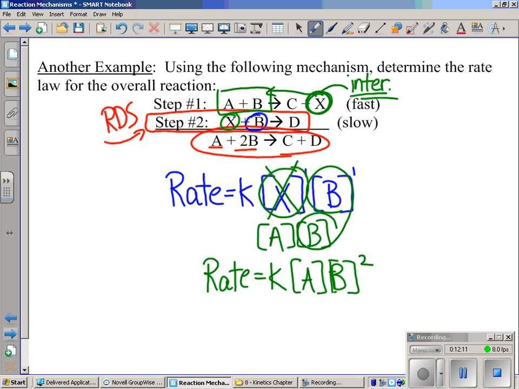And then you can write down for yourself that you need to replace the intermediate in the rate law with what made that intermediate, which was an A and a B. Okay, so that's the second type of problem, a little bit more challenging than that first problem because we had to deal with the intermediate.